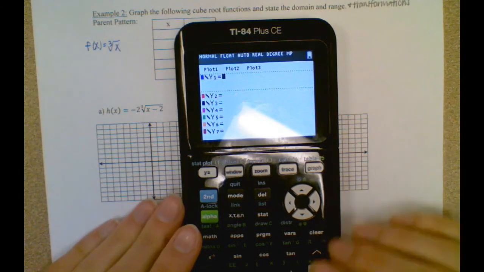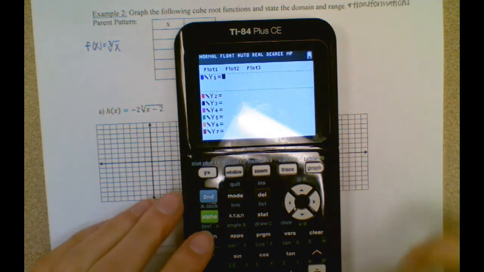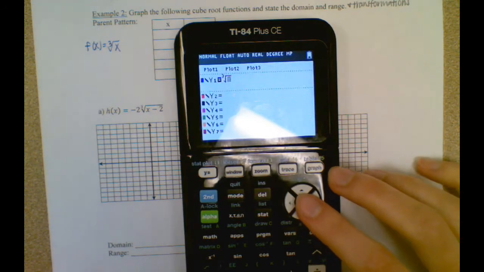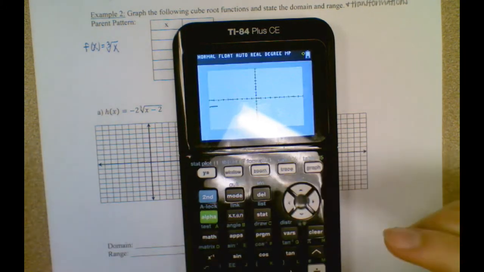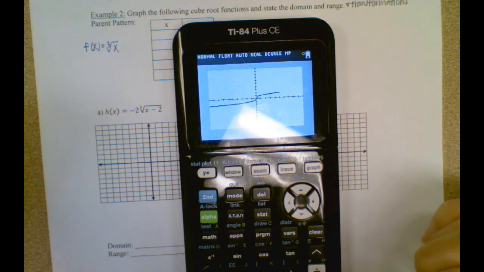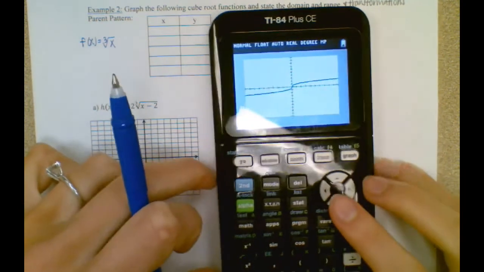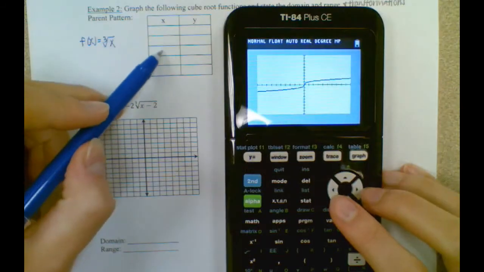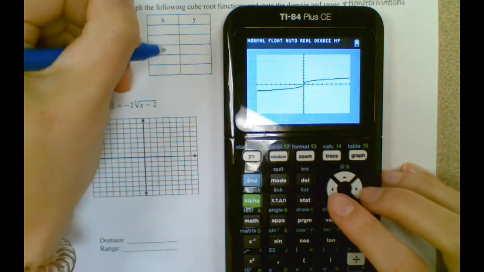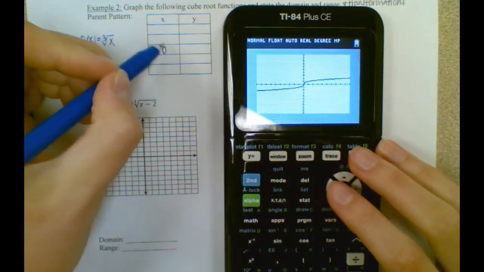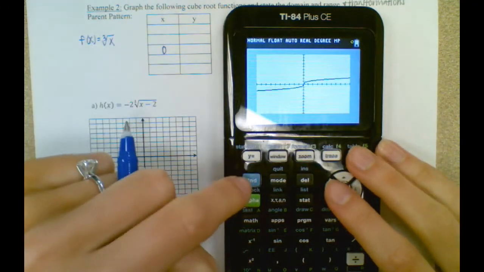Now to type the cube root function in, you guys can hit math and number 4. It already has the cube root there. Almost looks like a squiggly, right? Okay, so this is a cube root function. Looks like we have 1, 2, 3, 4, 5 points. So let's do 0 right here, like right in the middle. Let's get that, and then let's do 2 points to the left and 2 points to the right of it.